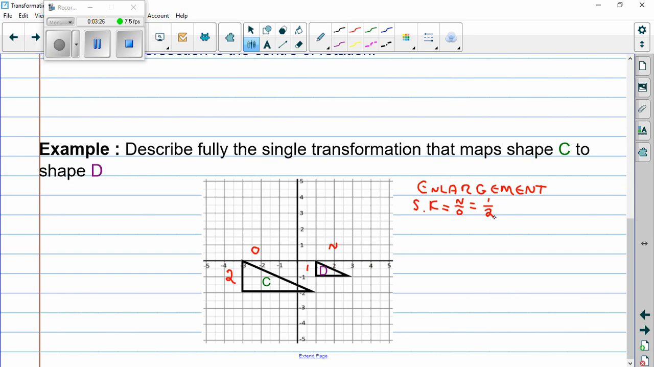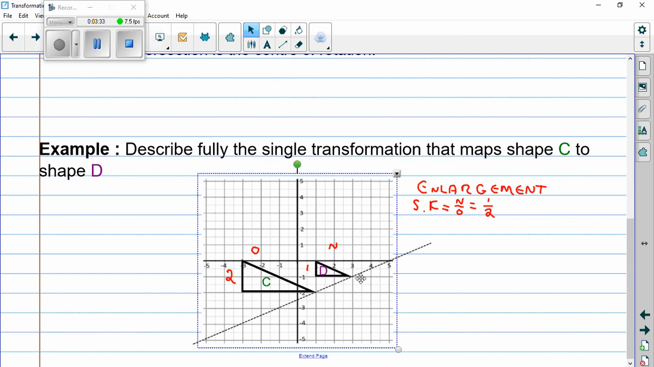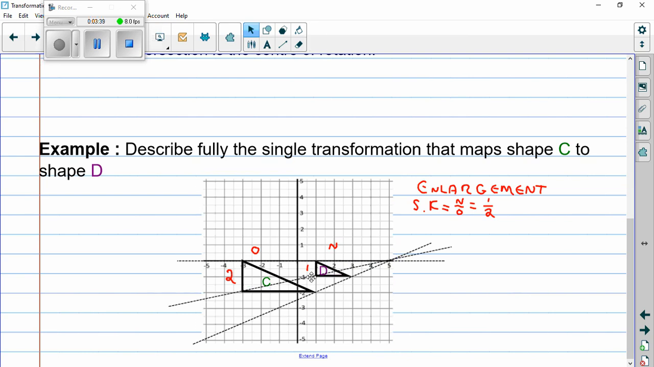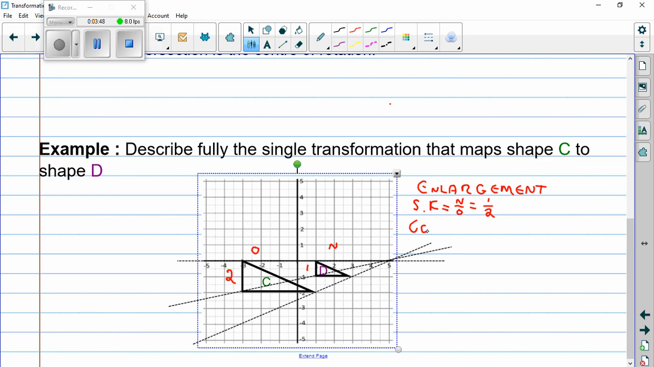Then we're going to have to draw on our lines to find our center. We have one line, a second line, and lastly, we can pinpoint it at the point 5, 0. So the last thing to get that last mark is center at 5, 0.